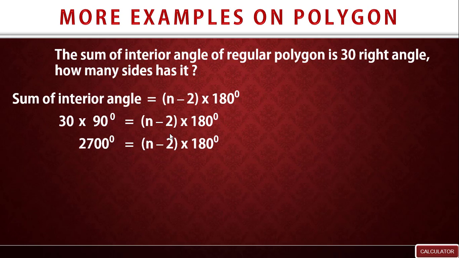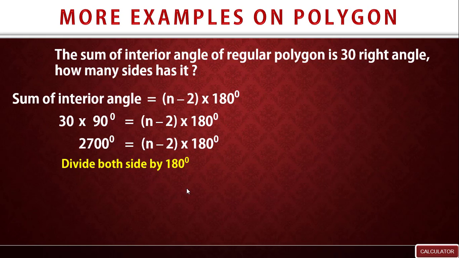The next thing we need to do now is to divide both sides by 180 degree. The reason why we're dividing both sides by 180 degree, we want to cancel out this 180 degree from the right hand side. 2700 is at the left hand side, and n minus 2 and the 180 is at the right hand side. So we want to cancel the 180 degree at the right hand side. That's the reason why we are dividing both sides by 180 degree.